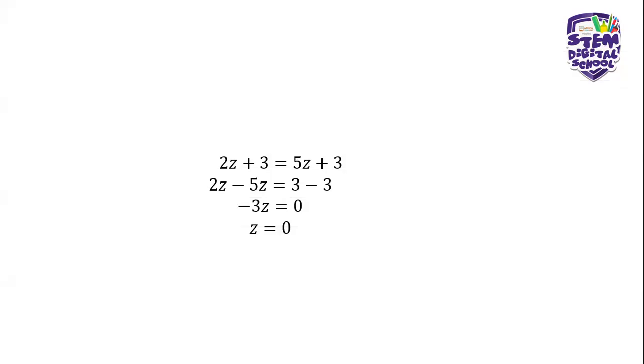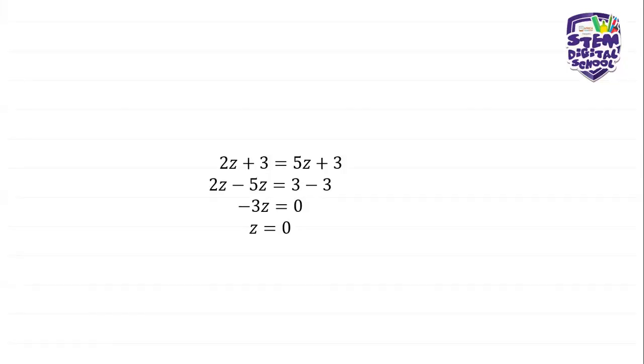Now you transpose the 5z from the right-hand side to the left-hand side, and you can see it has changed the sign. It was positive on the right-hand side, and when we take it to the left-hand side, it will be negative, hence 2z minus 5z. And then again, you take 3 to the right-hand side, that becomes 3 minus 3, which is 0. Remember, now the coefficient of z is -3.